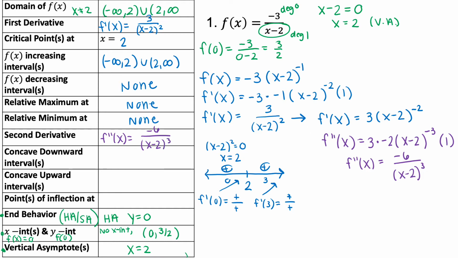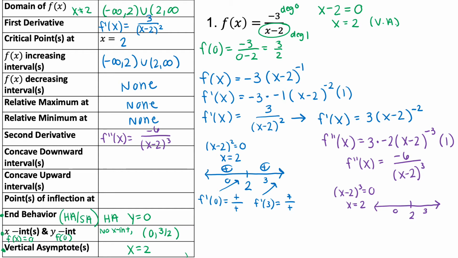Okay, again, I want to set my numerator equal to 0. Nothing happens. Set my denominator equal to 0. And again, we get x equals 2. So it seems like our vertical asymptote is going to be a pretty big piece of our graph.